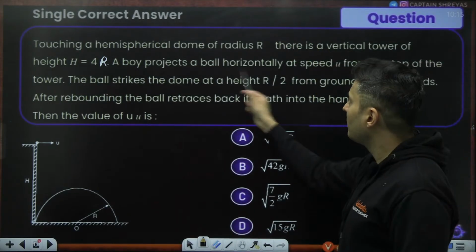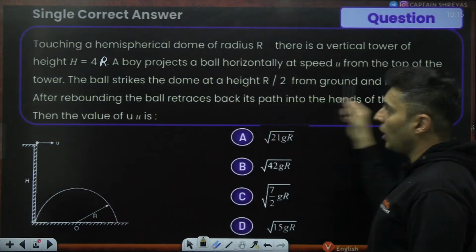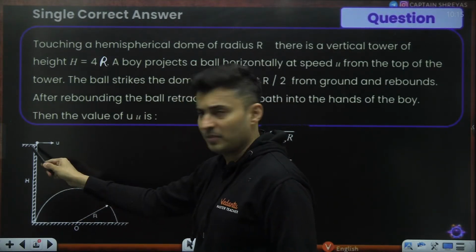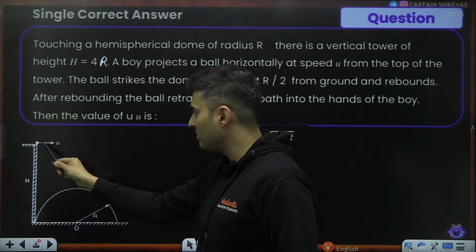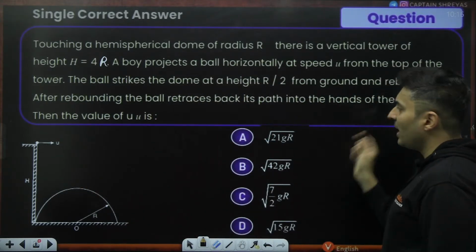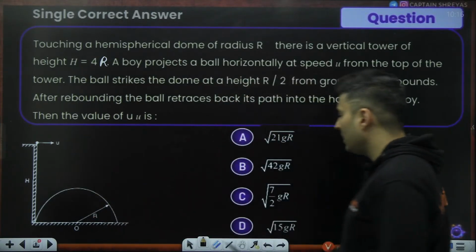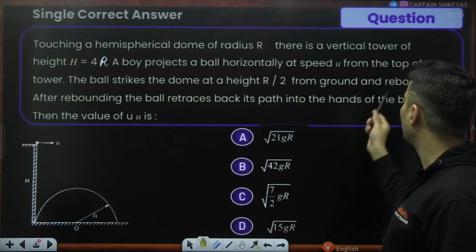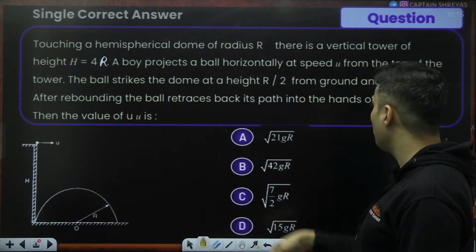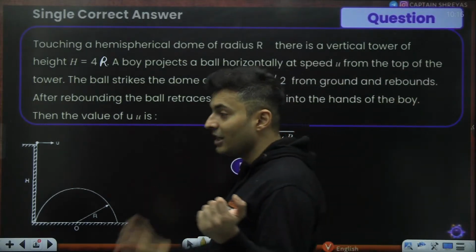A boy projects a ball horizontally at some speed u from the top of the tower. So this tower is there whose height is 4 times of r. This person is throwing the ball with some speed u. The ball strikes the dome at a height of r by 2 from the ground, and rebounds, and after rebounding retraces back the same path and comes back into the hands of the person. What is the value of u?